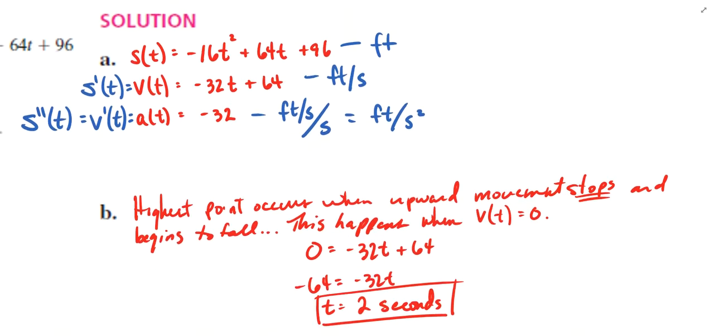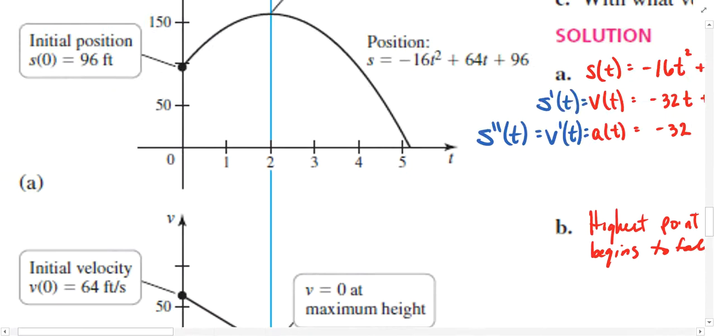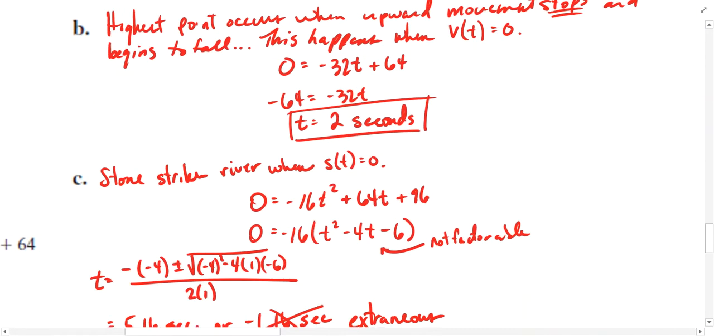For question B, what is the highest point above the river reached by the stone? Well, let's remind ourselves that the highest point occurs when the upward movement stops and begins to fall. So this happens when our velocity is equal to 0. By setting the velocity function, or the derivative of position, equal to 0, we find that the rock will reach its highest point at 2 seconds into its flight. And according to the graphs over here, to save ourselves from calculating this, 160 feet is the highest position. So after 2 seconds, the rock reaches 160 feet above the river.